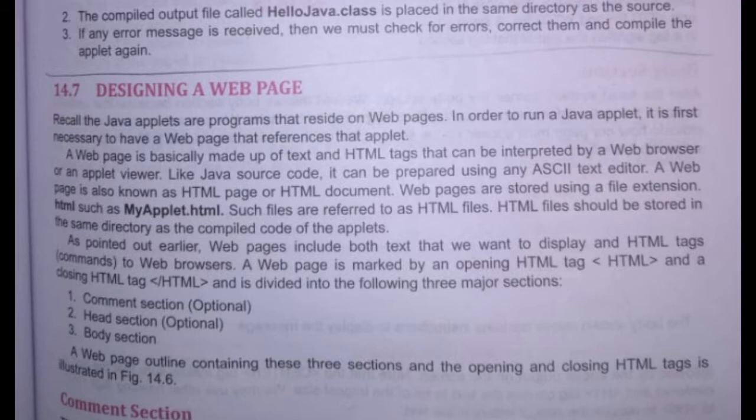As pointed out earlier, web pages include both text that we want to display and HTML tags, commands to web browsers. A web page is marked by an opening HTML tag and a closing HTML tag and is divided into the following three major sections. First, the comment section is optional; second, the head section is optional; and third is the body section. A web page outline containing these three sections and the opening and closing HTML tags.